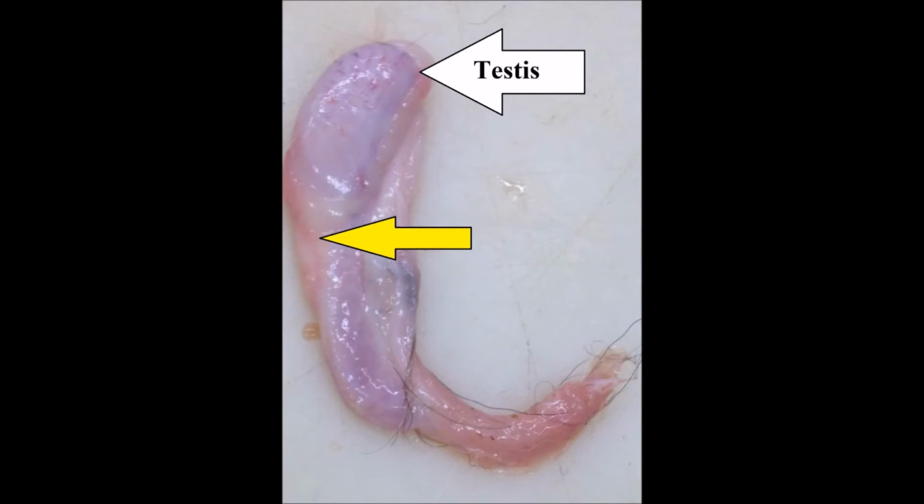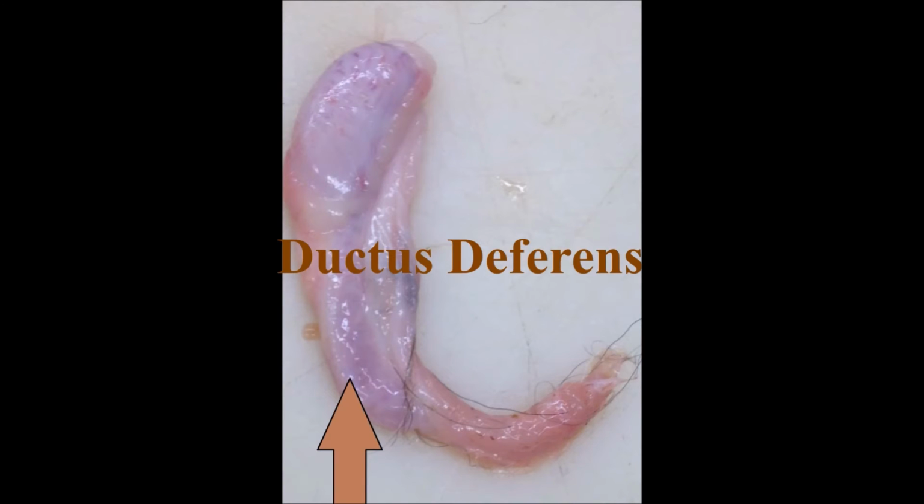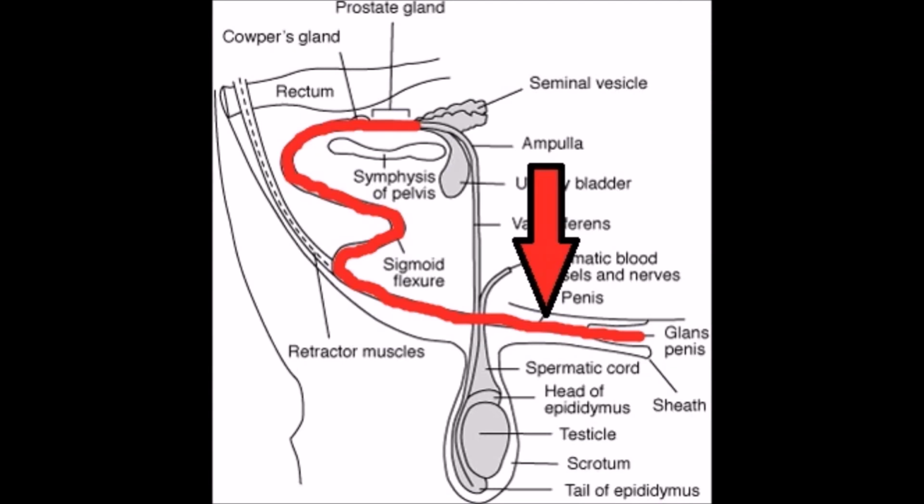The sperm and testosterone are made in the testes and are stored in the epididymis. This is where the sperm gains its motility and matures before it goes through the ductus or vas deferens. The ductus deferens delivers sperm from the epididymis to the urethra, and it also has access to the accessory sex glands, and it joins the urethra at the ampullae.